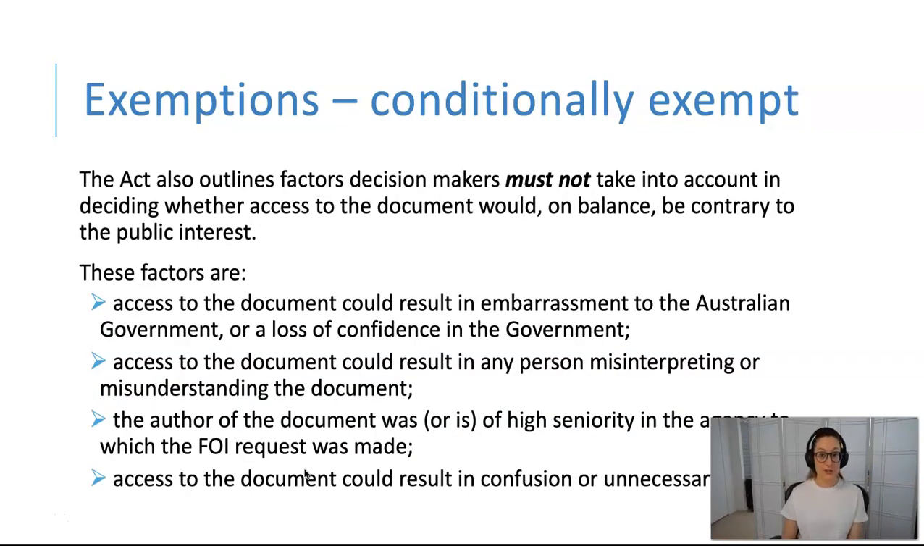What they cannot consider when deciding whether access would be in the public interest is whether the document would cause embarrassment to the government or cause the people to lose confidence in the government, whether somebody might misinterpret or misunderstand the document, whether the document relates to somebody who is high in seniority in the government, or whether access to the document could result in confusion or unnecessary debate. So these are not permitted to be taken into account when considering public interest.